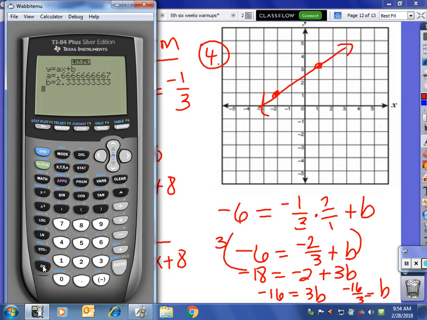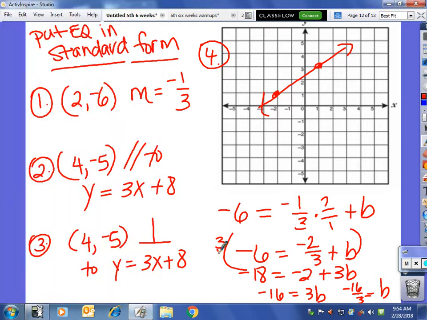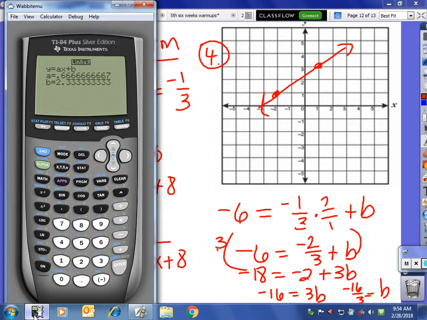And had I used my calculator at this step right here, before I multiplied by 3, I could have done negative 6 plus 2/3. Because to get rid of negative 2/3, you add 2/3 to both sides. And look what I'm going to get, negative 5.3 repeating. Math, enter, enter, and sure enough, it's going to tell me the same y-intercept, negative 16/3.